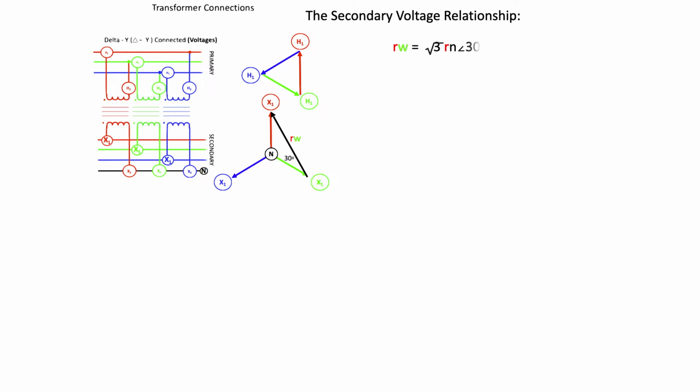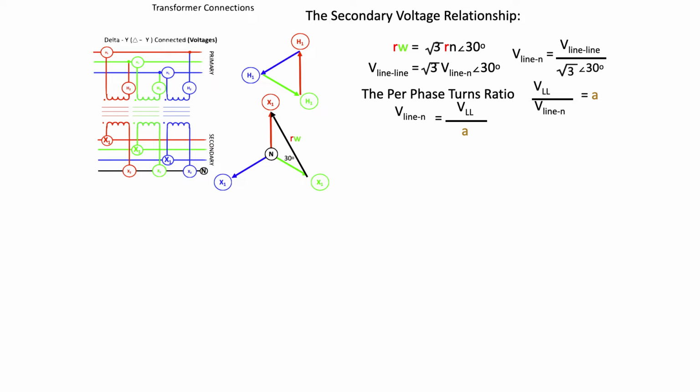Looking at the secondary side of the transformer to start with, we can see from the phase relationship that the relationship between the phase-to-phase and phase-to-neutral voltages is given by these equations. And the per-phase turns ratio is given by the line-to-line voltage all over the line-to-neutral voltage.